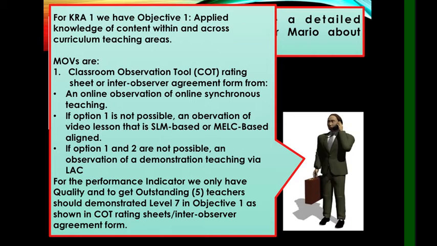So, as we all know, in the COT rating, we only have ratings of 3, 4, 5, 6, and 7. So the 7 will be the highest. So to get an outstanding of 5, you need to demonstrate a level 7 in Objective 1 as shown in the COT rating sheet. So that is the number 1 indicator in the COT rating, and that's under Objective 1.